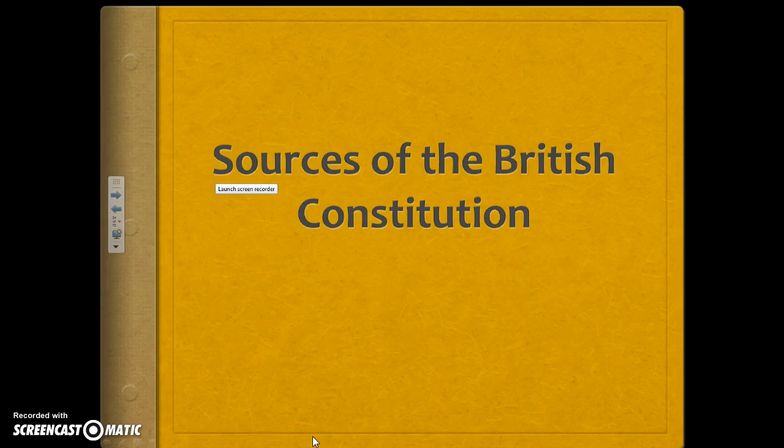Right. Well, hopefully you're able to get your head around the principles of the British Constitution. That was kind of complicated. This one is an awful lot more straightforward.